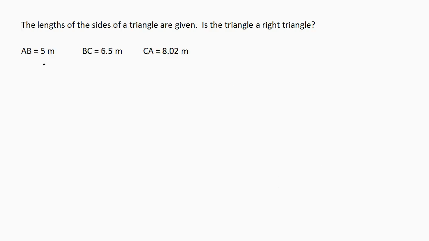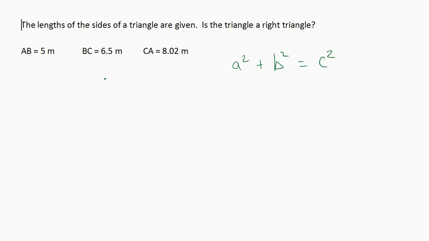The lengths of the sides of a triangle are given. Is the triangle a right triangle? Well, what we know about right triangles is that if we take the square of two of the sides and add them together, we should get the square of the hypotenuse. That's just a squared plus b squared equals c squared. This is always true for right triangles. So is it true for this triangle?